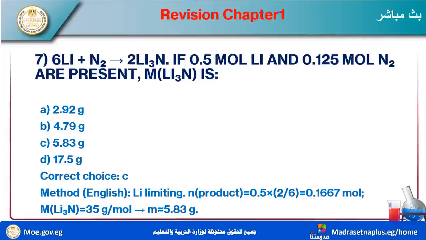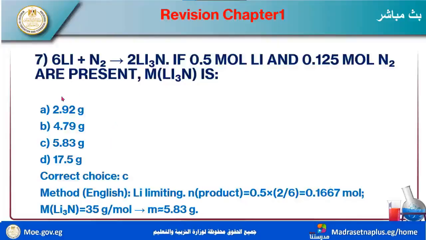Now, the limiting reactant gives the product: 0.5 times 2 over 6. Why 2 over 6? Because lithium nitride is 2 moles in the balanced equation, and you must divide it by 6. Now you predict the number of moles of Li3N equal to 0.1667 moles of lithium nitride. You will convert it into mass.